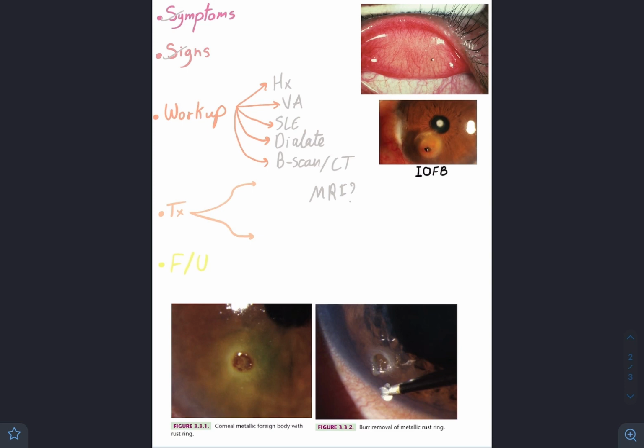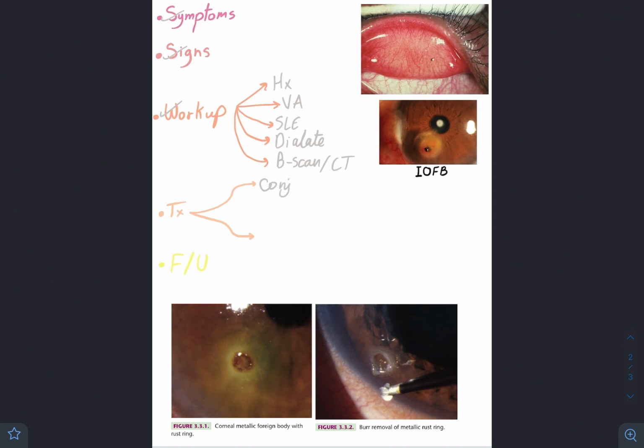No, we should not use MRI if there's a history of metallic foreign body. That would be a complete disaster and basically a nightmare. Now, we talked about the workup and everything we need to do. Let's talk about the treatment.